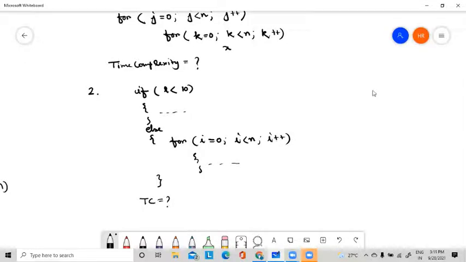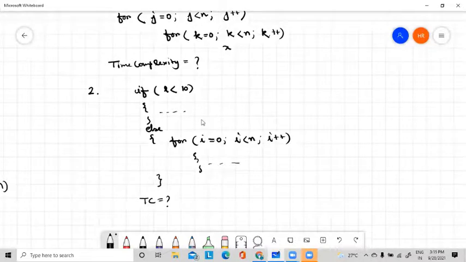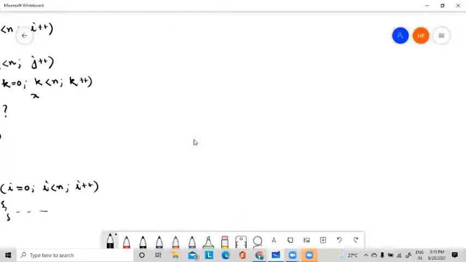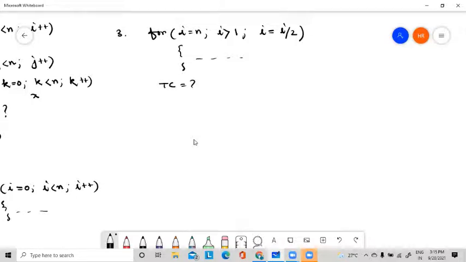Okay, let us take a few more examples, or you can say assignment or homework. So suppose for loop I equal to n, I greater than 1, I is equal to I by 2, and then it is performing some operation. So what is the time complexity? So this is 3. What is the time complexity?